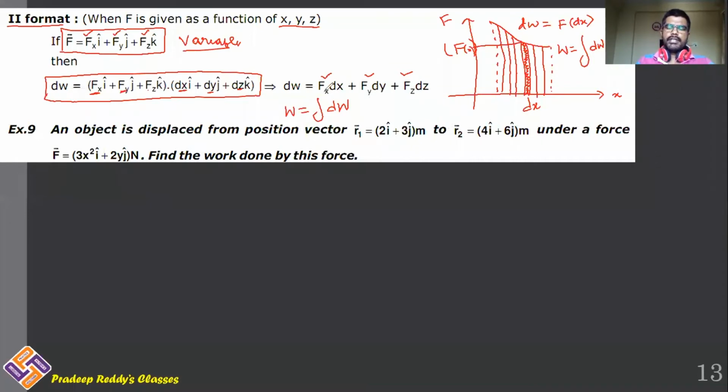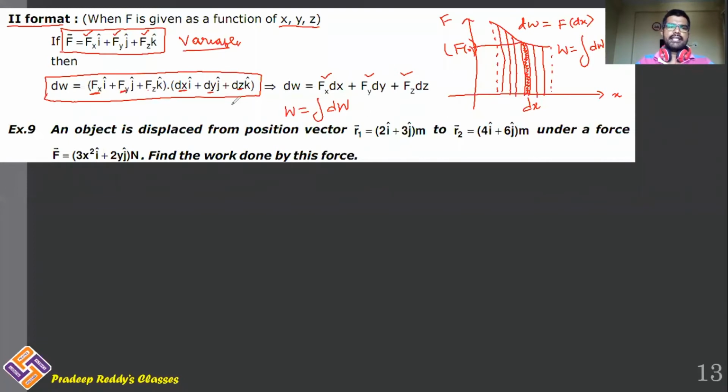If it is in 2 dimensions, you will get only f of x dx plus f of y dy. If work is done in a straight line, which is along the x-axis, in such a case you will be getting dW equal to f of x dx only, in 1 dimension. Like that, based on the directions of the force, you will be getting net work done in either 1 dimension, 2 dimensions or 3 dimensions. This is work done by variable force.